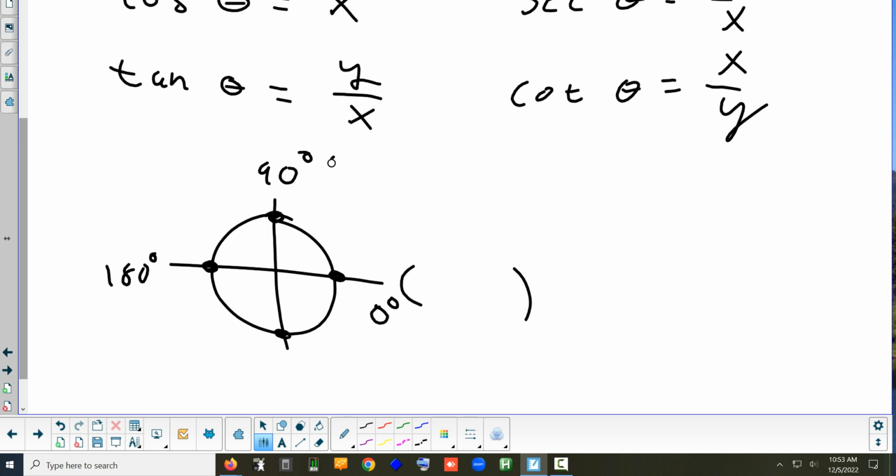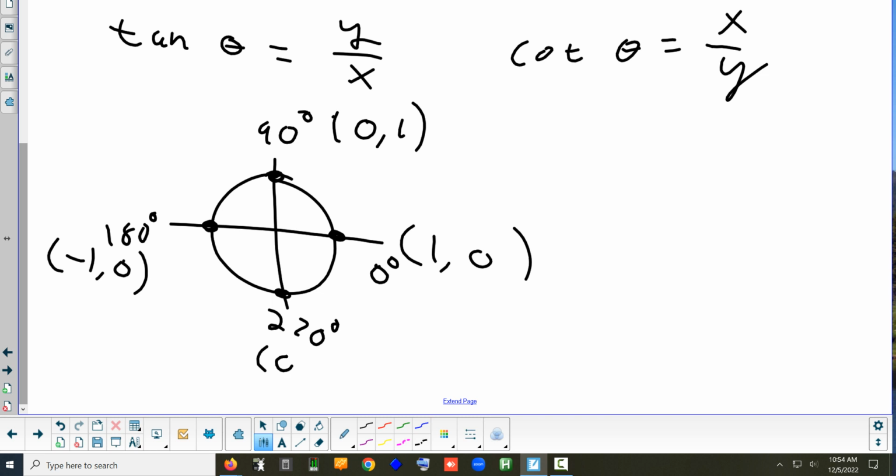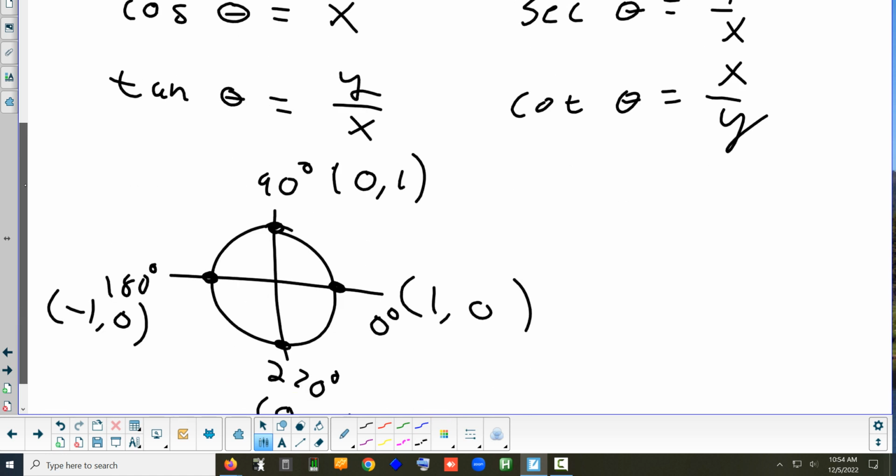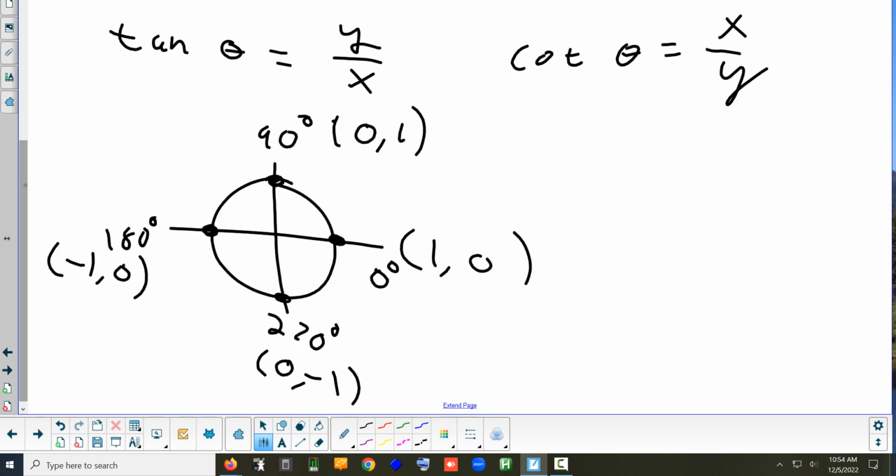Oh, wait a minute, no. 1, 0. Yeah, that's 0. How about 90? 0, 1. And 180? Negative 1, 0. And 270? 0, negative 1. So knowing those 4 coordinates, we can find the sine, cosine, tangent, cosecant, secant, or cotangent for those 4 angles.